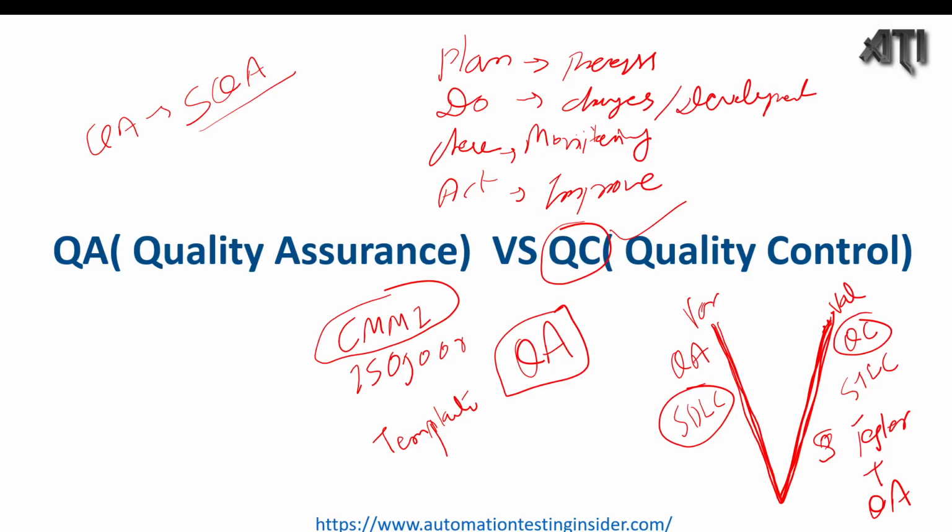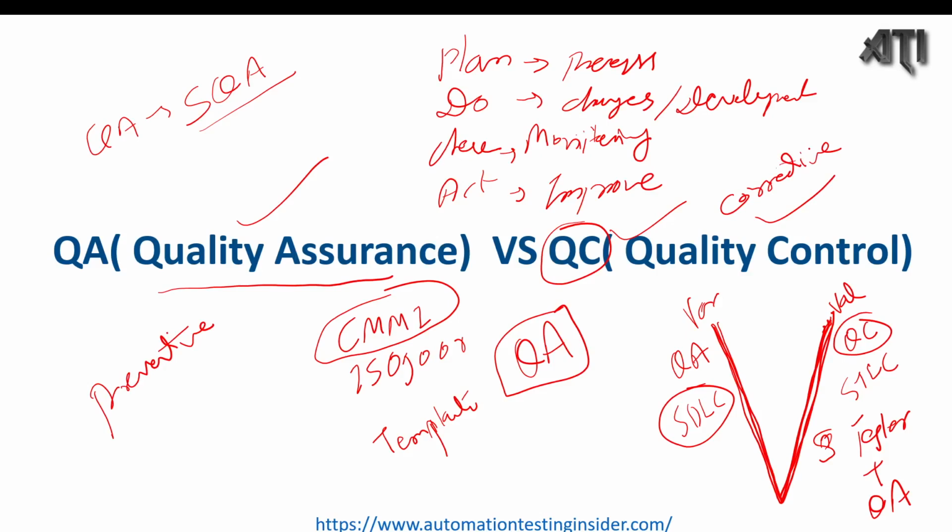Now in the next slide, let's talk about the differences between them. A couple of differences I can talk about: quality assurance is process oriented, and quality control is product focused. It is mainly focused on the product, and this is mainly focused on process. Quality assurance is a preventive technique, and quality control is corrective. What do you mean by that?